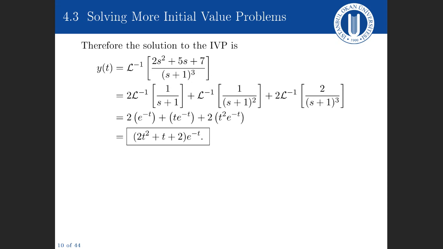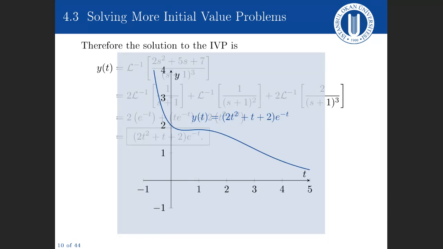If t is negative and large, 2t squared will be positive and large, and e to the power minus t will be positive and large. So on the left side, we expect the graph to curve up like this. And in fact, the graph of this solution does look like this.